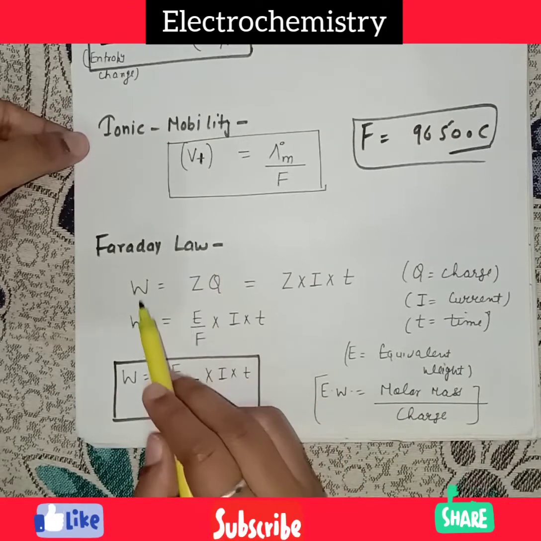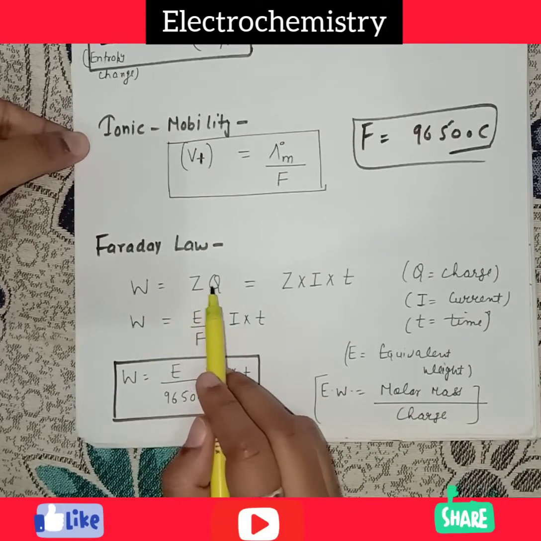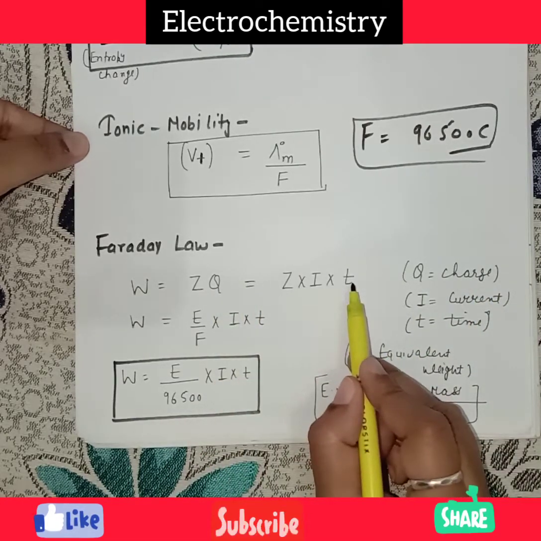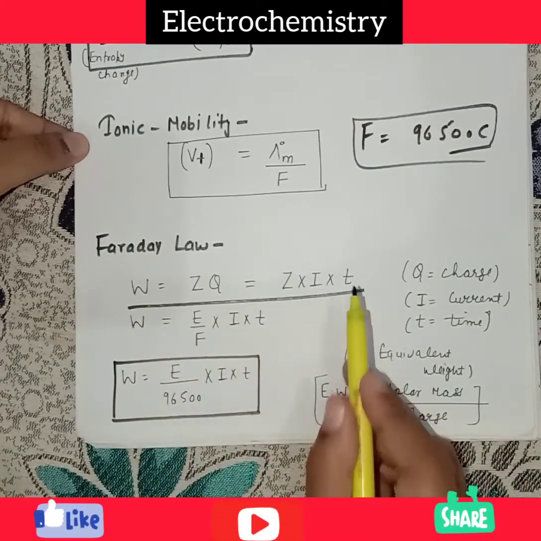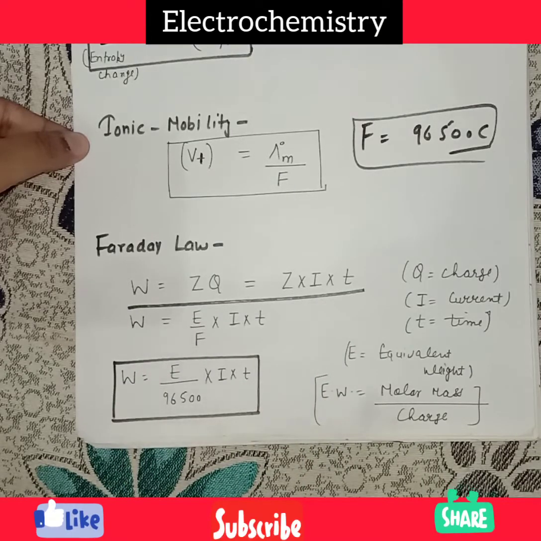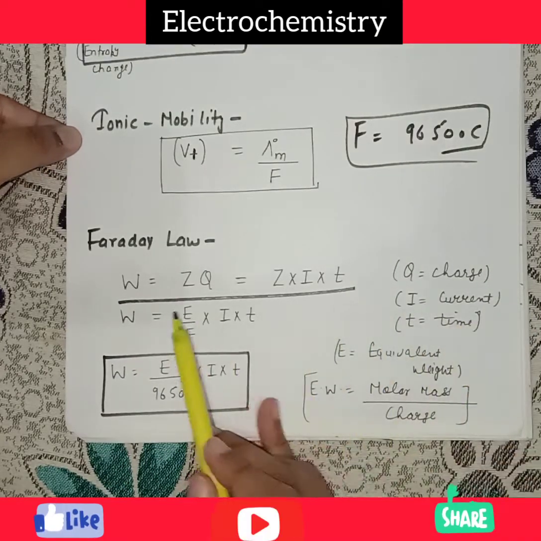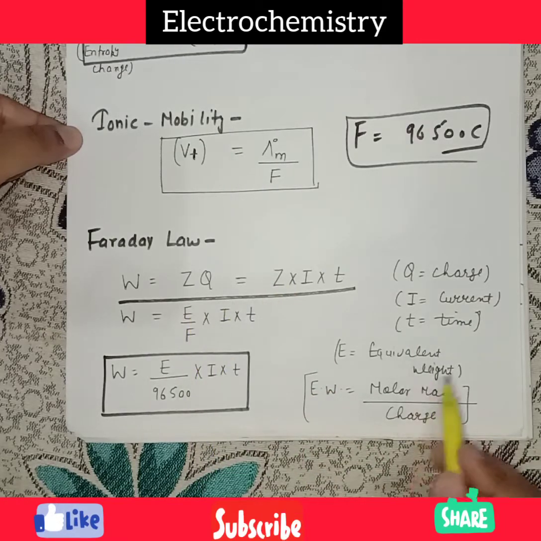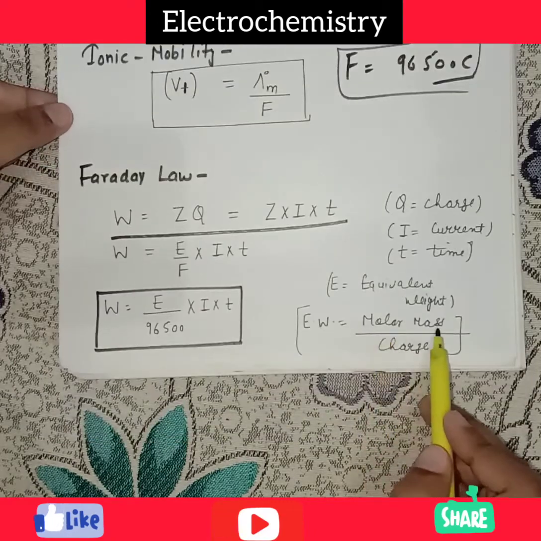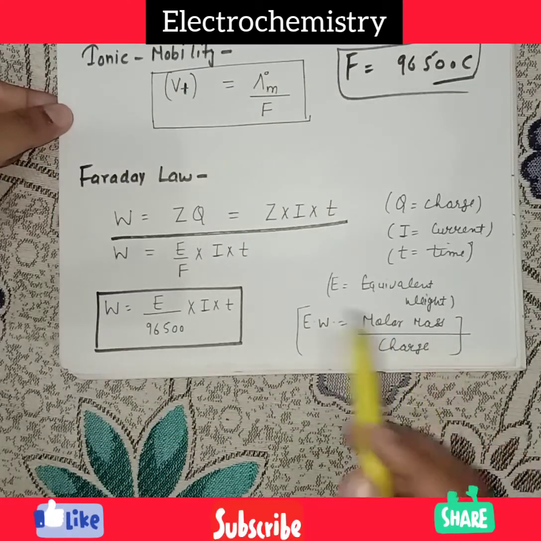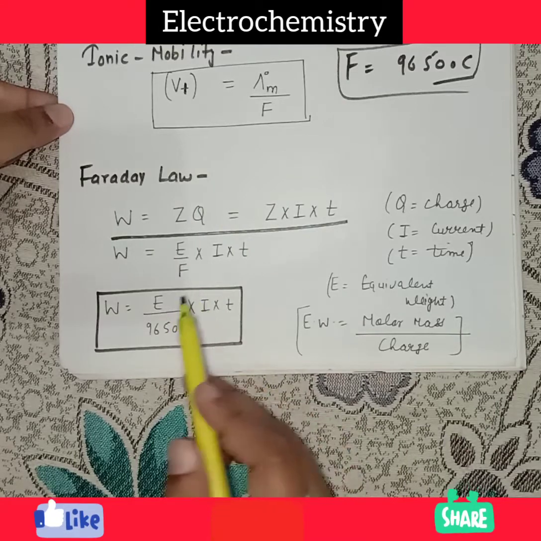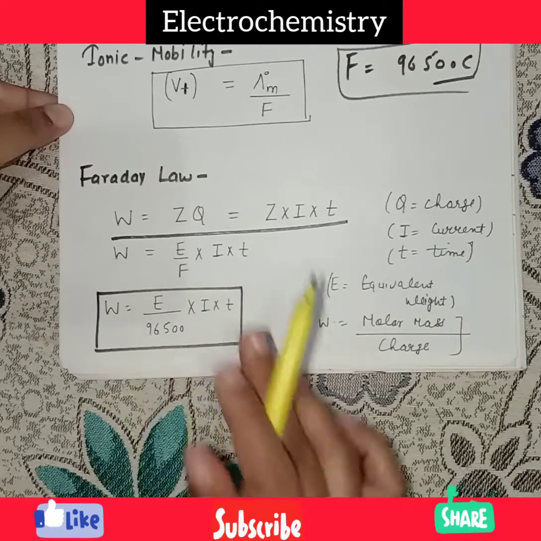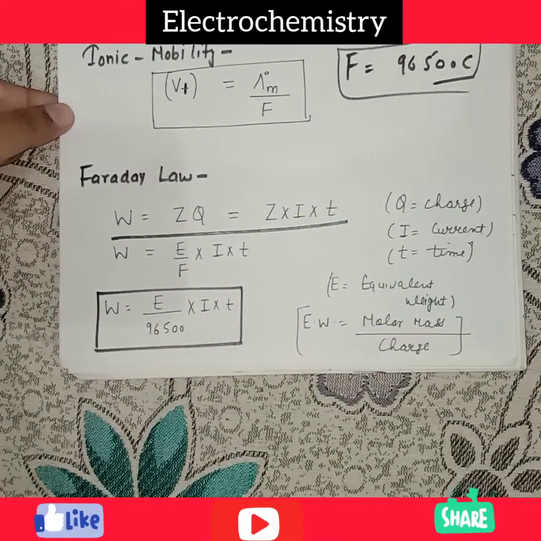According to Faraday's law, the work done W is equal to Z into Q. Q is the charge here, and Q is equal to I into t. So these are the two formulas you can use according to the given values. t is the time period, and Z is equal to E upon F. E is the equivalent weight, and equivalent weight is derived from molar mass upon charge transferred. So this is E, the equivalent weight, and F is equal to 96500. I into t. These are 3-4 relations of work.